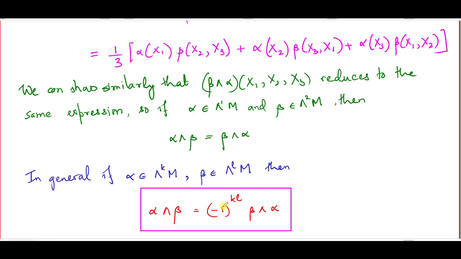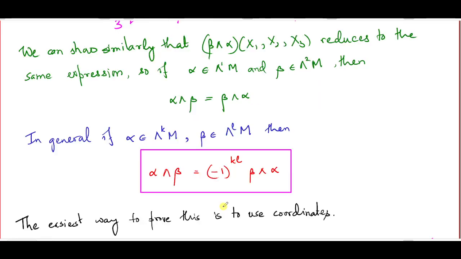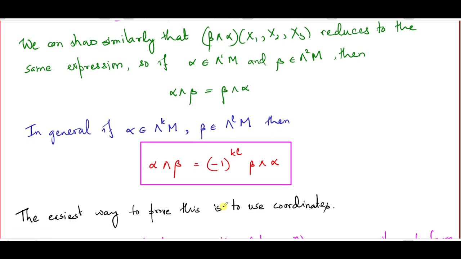The 3 examples that we have seen of a 0 form with a K form, 2 1 forms, and a 1 form with a 2 form corroborate this general formula, but that of course is not really a proof of this general formula. The easiest way to prove this would be to use coordinates. So let us first take a look at what a K form looks like when you use a coordinate chart.